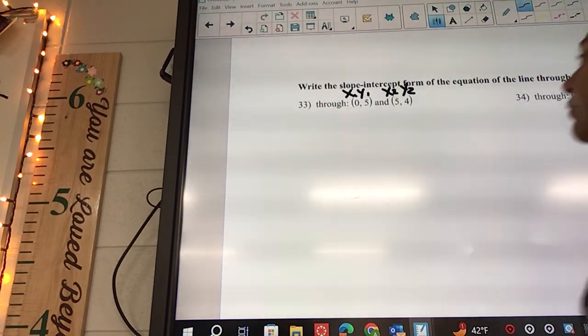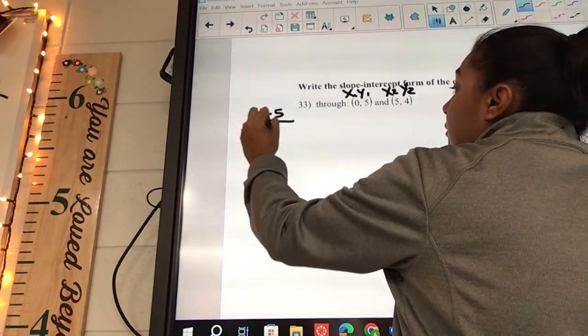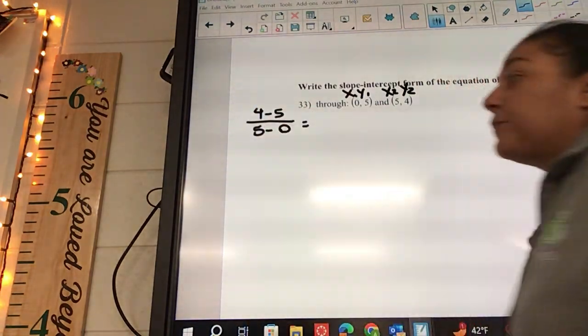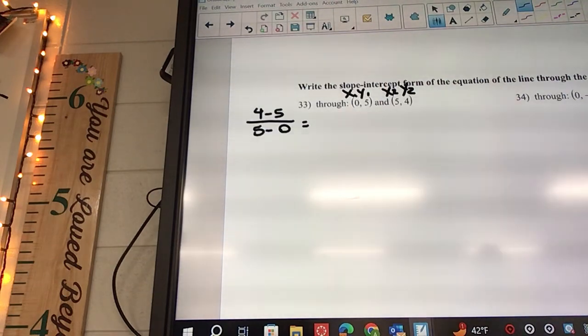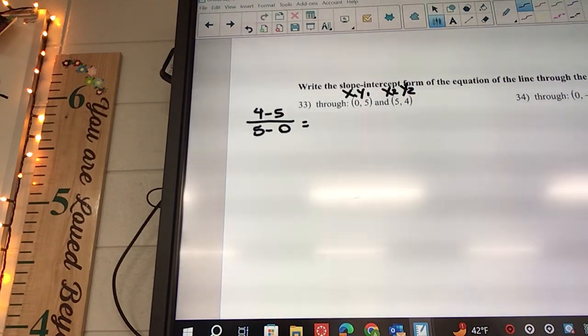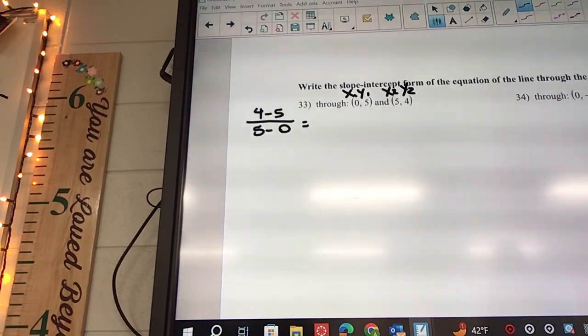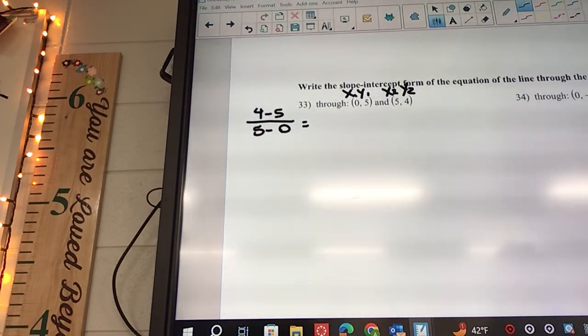Okay, so we're gonna say y2, which is 4, minus y1, which is 5, over x2, which is 5, minus x1, which is 0. 4 over 0. Okay, and so that's our very first step. Okay, and what did you guys get? You need to use your calculator. Negative 1/5. Negative 1/5.